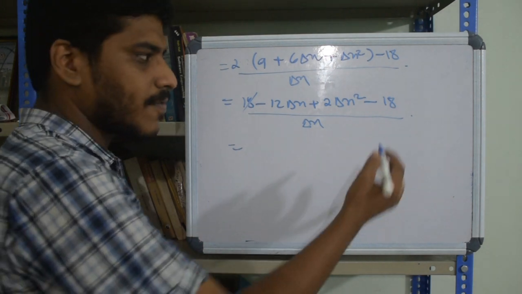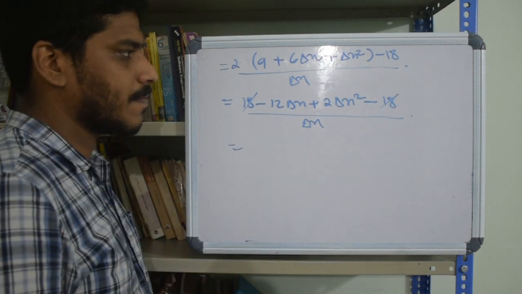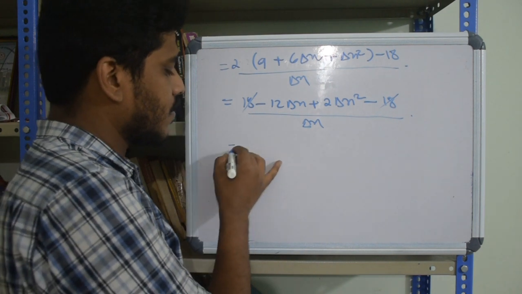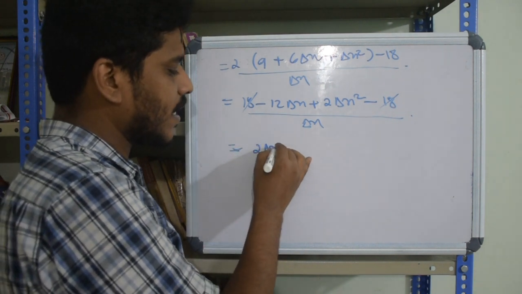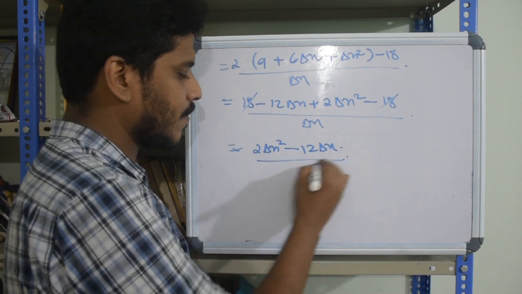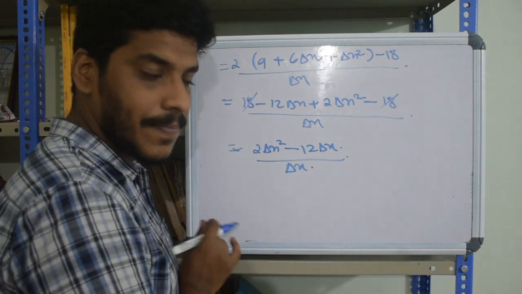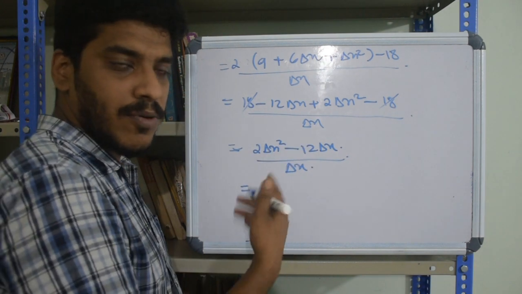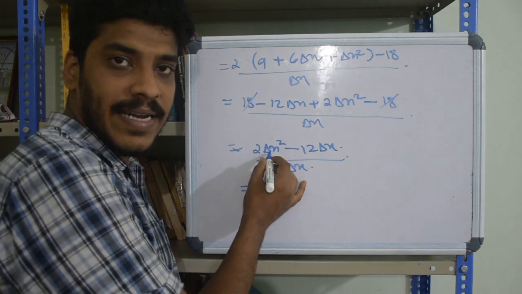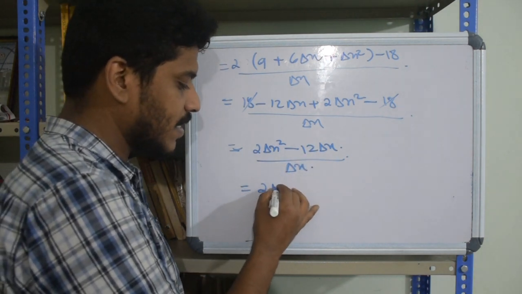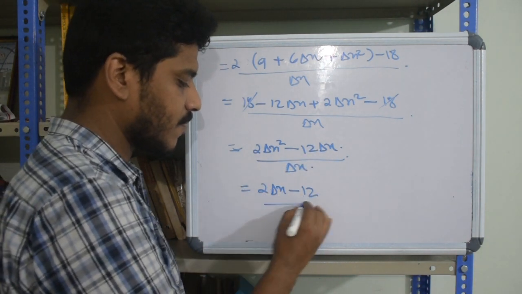We can strike off these 18 and 18 since they are of opposite signs and the same term. We'll get 2 delta x square minus 12 delta x divided by delta x, and we can cancel out delta x from both numerator and denominator, since we can take a delta x outside as a common element here. So which will be 2 delta x minus 12.